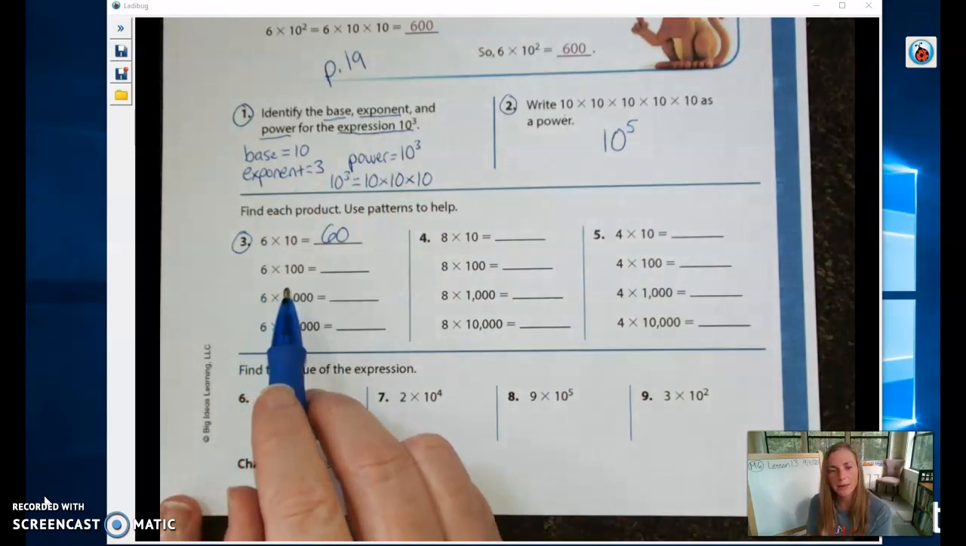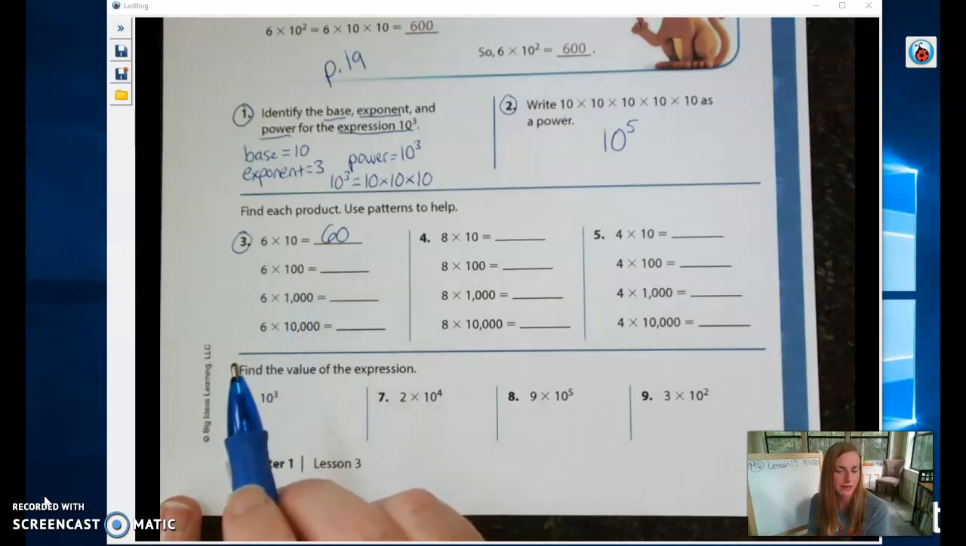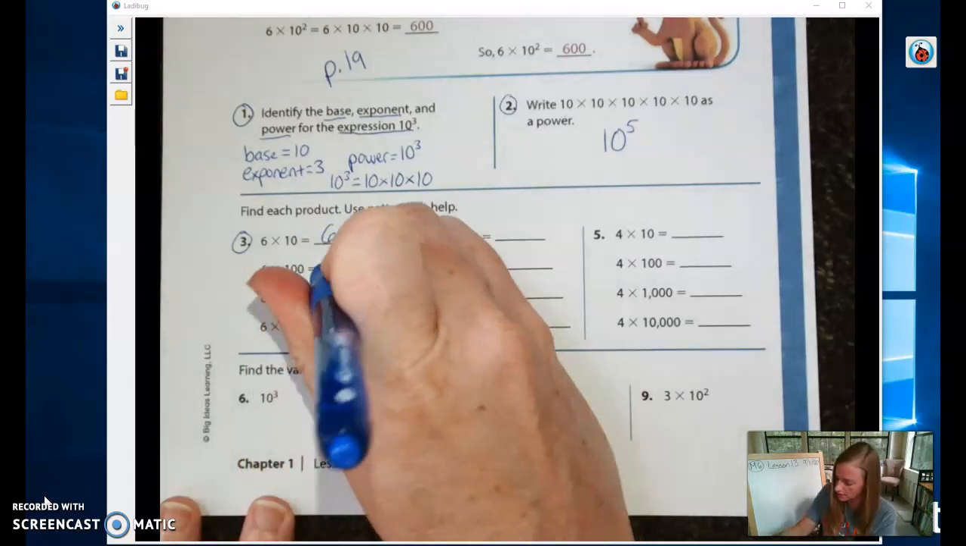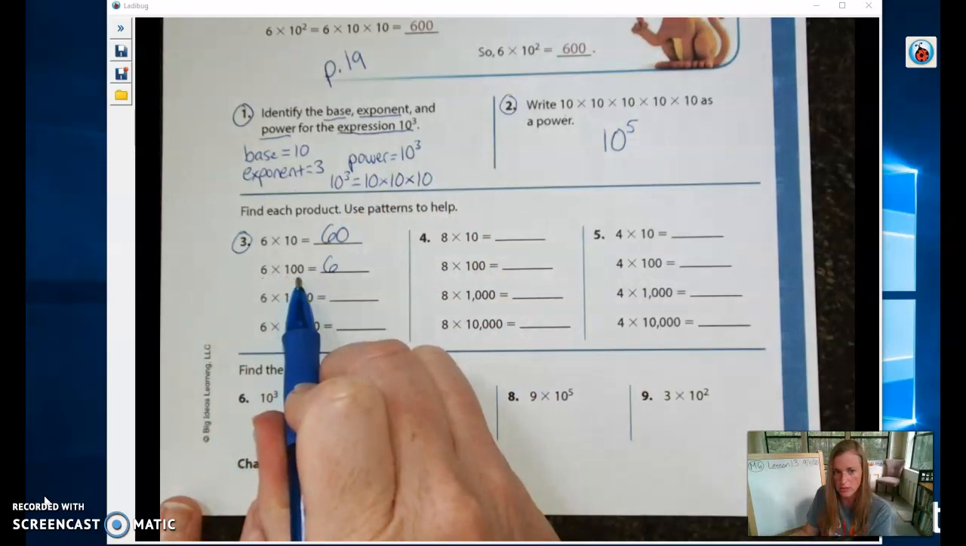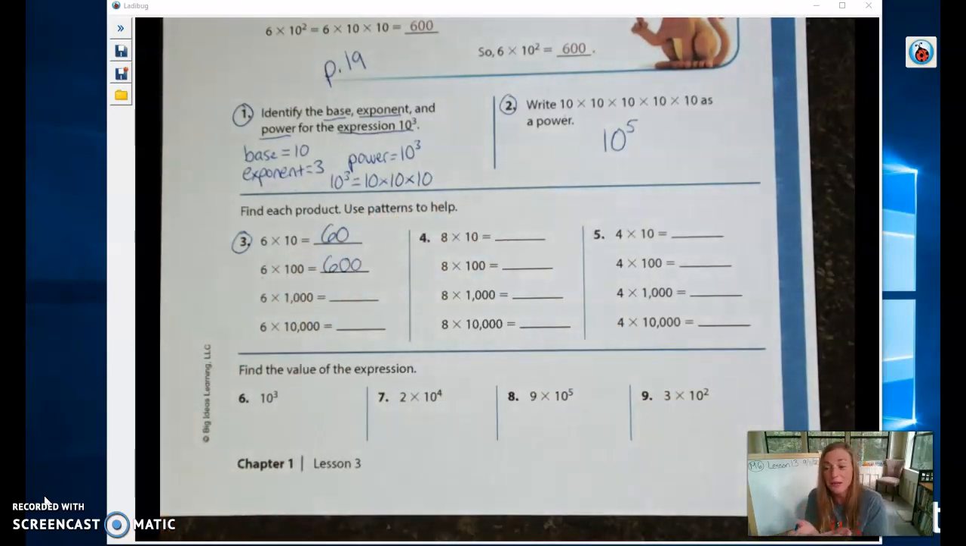Well, when we multiply by 100, we're not going to put 1 zero on the end. How many do you think we're going to put on the end of that 6? That's right, it's going to be 2 zeros because 6 times 1 is 6, and then there are 2 zeros. You can also count by hundreds to think this one through and start to understand the pattern. 100, 200, 300, 400, 500, 600.